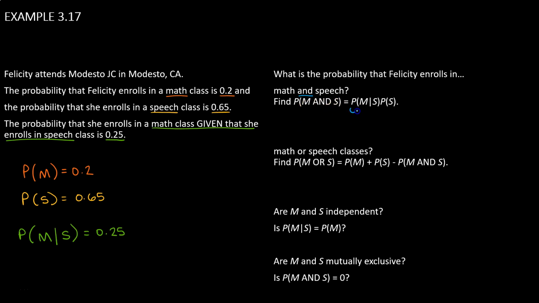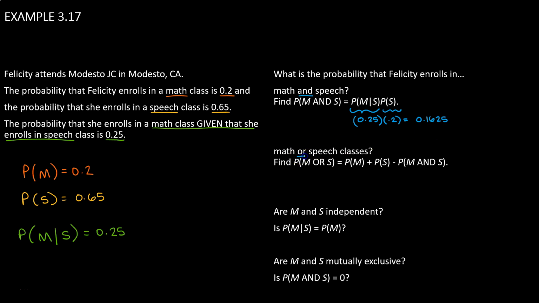Because we were given the probability of taking math, knowing that Felicity is taking speech, we can use that probability, 0.25, and multiply it to the probability of taking speech, which is just 0.2. Multiplying those two decimals together, we get about 0.1625.